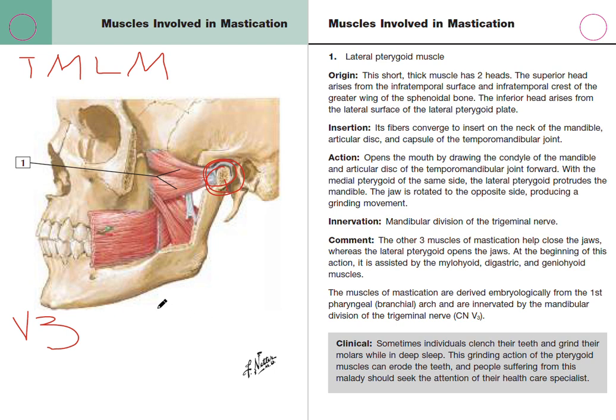And it is important to note that while the other three muscles of mastication help to close the jaws, it is the lateral pterygoid which opens it. So, a distinctive feature of the lateral pterygoid is that it helps open up the jaws. At the beginning of this action, it is also assisted by the mylohyoid, the digastric, and the geniohyoid muscles.